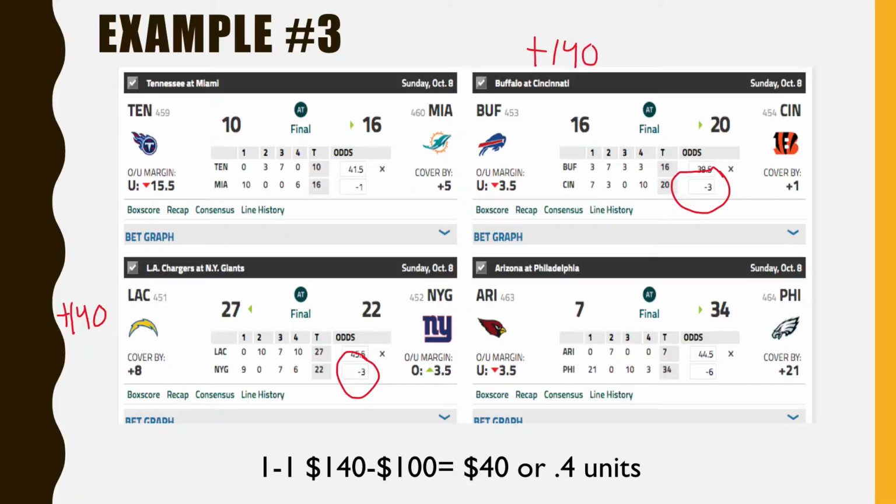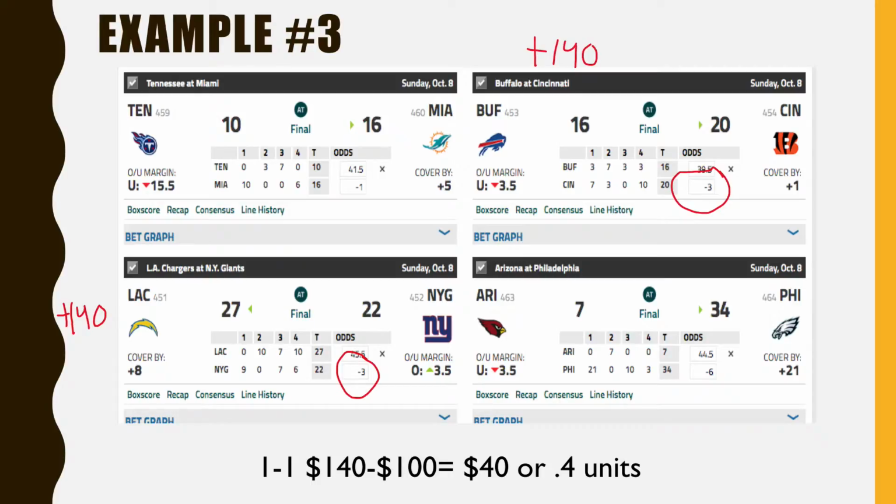So let's scroll over here in the left-hand corner. Chargers going up against the Giants. Giants closed as the favorite at -3. Chargers were the underdog at +3. So again, we were going to play the Chargers. We wouldn't play the spread. We would play the money line. And this game we won 27-22.